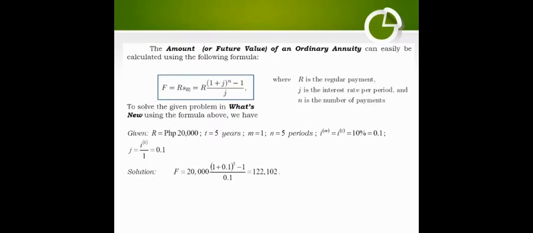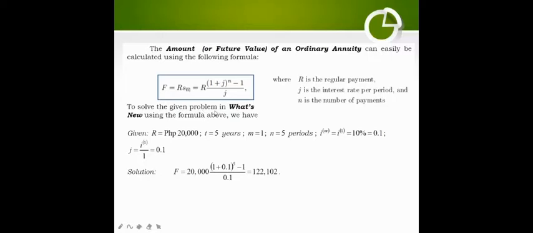Okay, now let's proceed to the amount or future value of an ordinary annuity formula. So, F or the future value is equivalent to R times the quantity 1 plus i raised to n minus 1, all over i. The R there is the regular payment. Our i is the interest rate per period. And n is the number of payments.